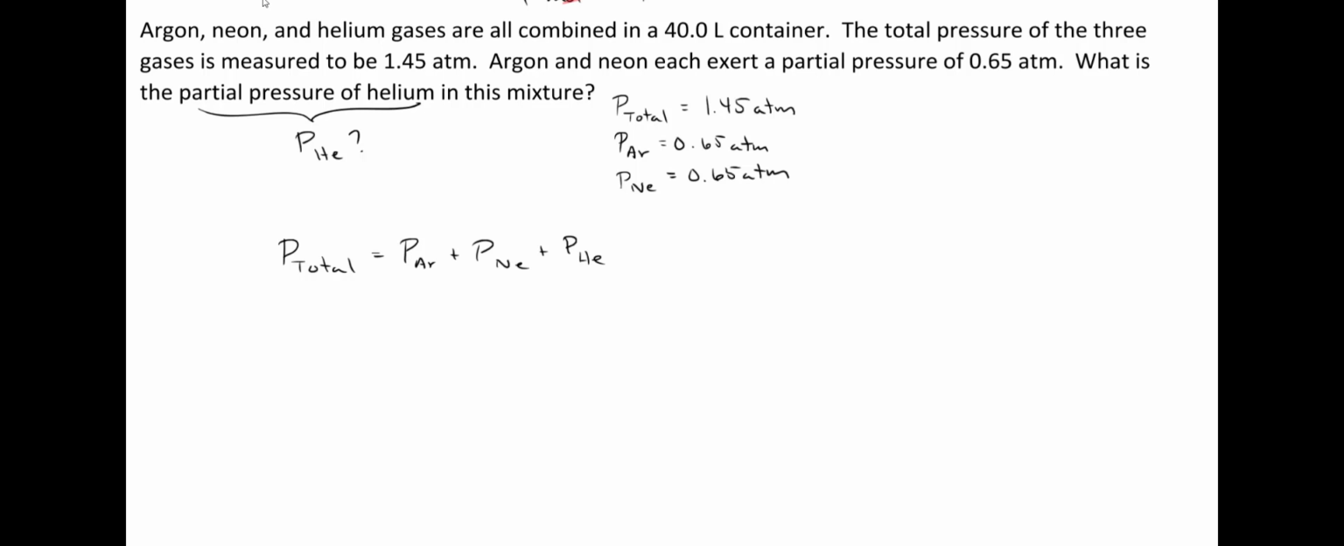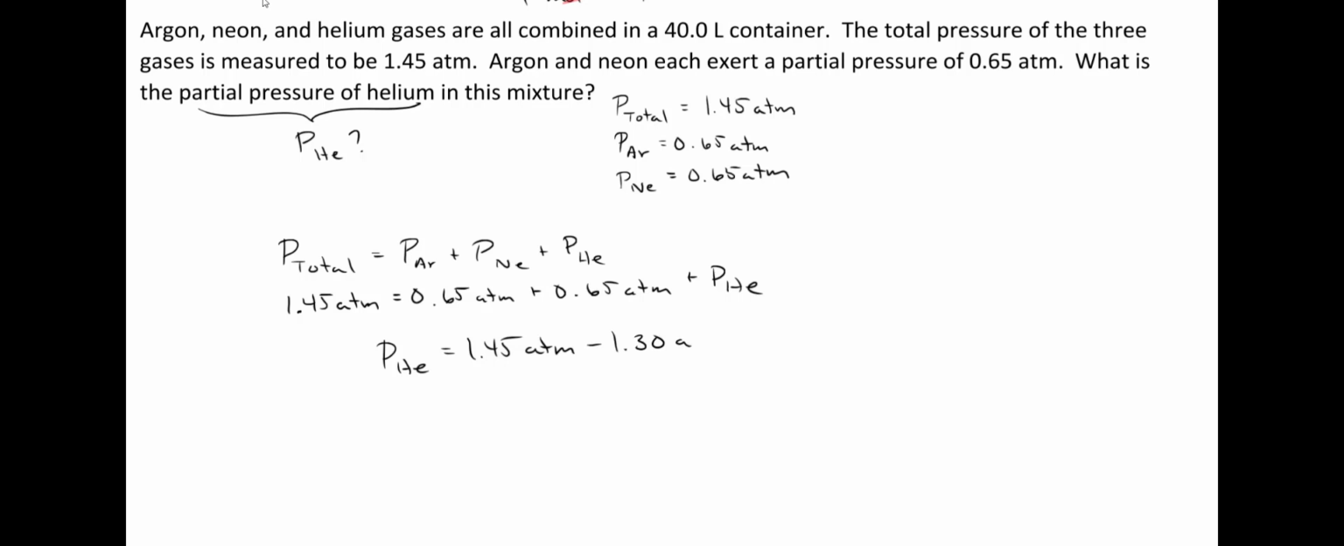So right now I have 1.45 atmospheres, that's the total, equals 0.65 plus 0.65 plus the partial pressure of helium. And if you add these together, that's 1.30. So the partial pressure of helium, just subtracting 1.30 from both sides, is 1.45 atmospheres minus 1.30 atmospheres is 0.15 atmospheres. So we notice all three of these values add up to the total pressure.